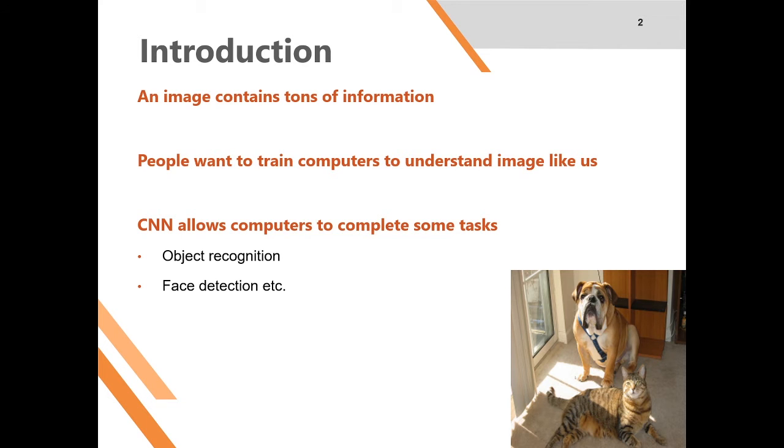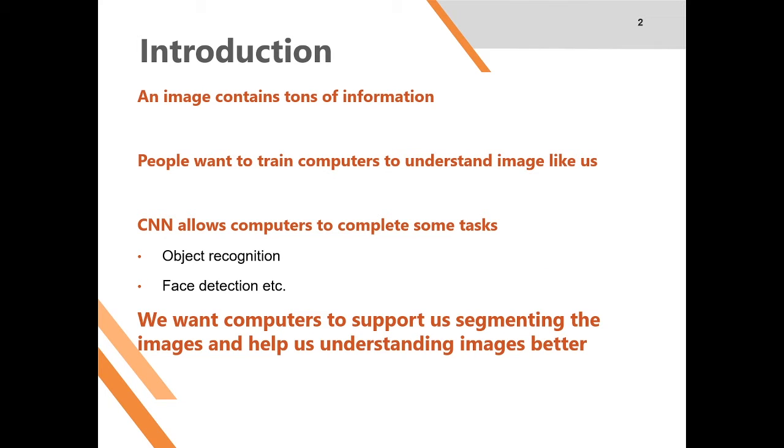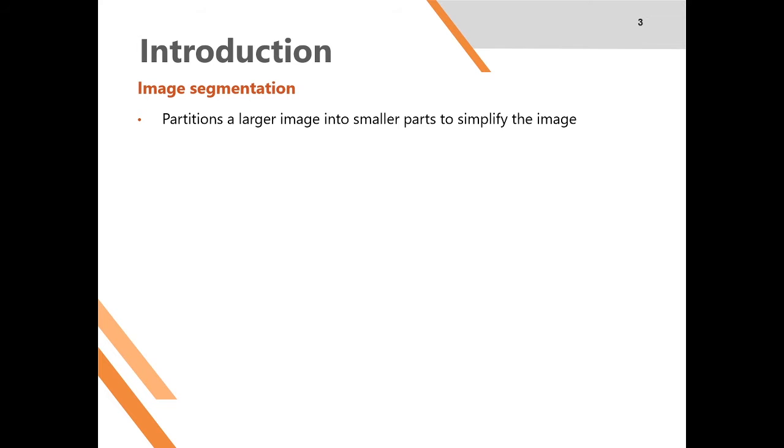Fortunately, convolutional neural networks, also known as CNN, allow computers to solve some problems, such as object recognition or face detection. However, people not only want computers to tell us what is in the picture, but we want computers to support us, segmenting the images and helping us understand the images better. Image segmentation is a process that partitions a larger image into smaller parts to simplify the image.